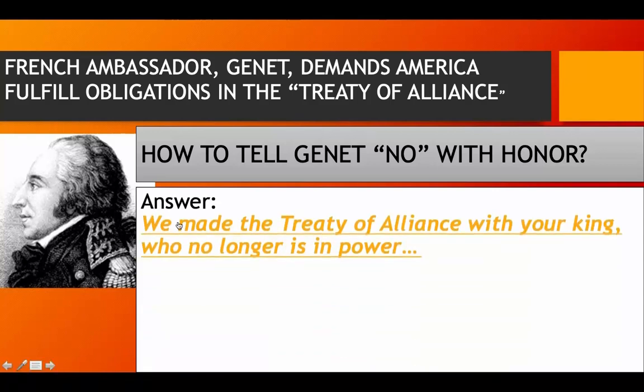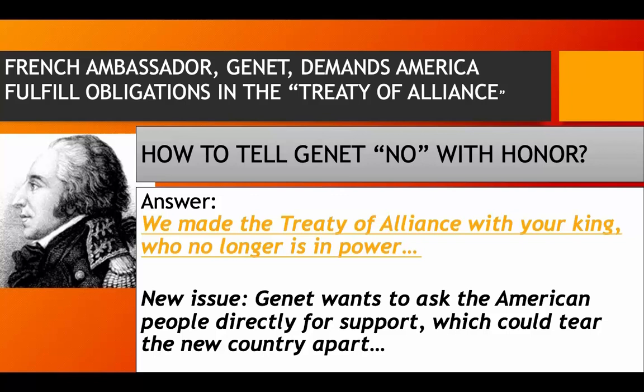Here's our answer. George Washington is the one that has to tell Citizen Genet this. We made the Treaty of Alliance with your king, who is no longer in power. When the French revolutionary forces eventually commit regicide against the king and queen of France, the result is that theoretically, in the game of politics, the Treaty of Alliance ceased to exist. It was null and void because that was made with the king and the king's government and the United States. So there was no treaty, in theory, with the revolutionary government of France, and therefore the United States can say, nah, we're not going to come help you because there is no treaty. And so that's what we did.